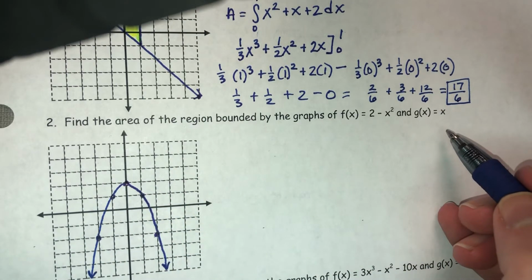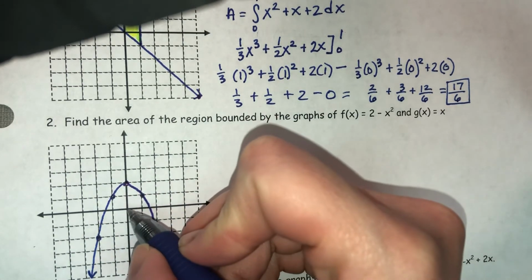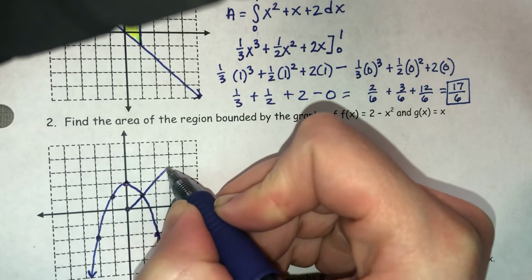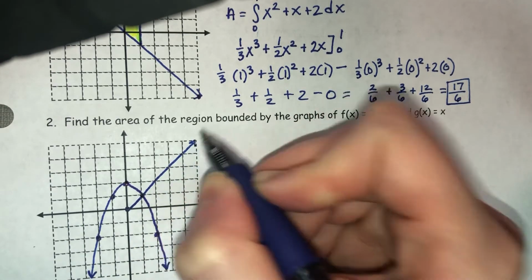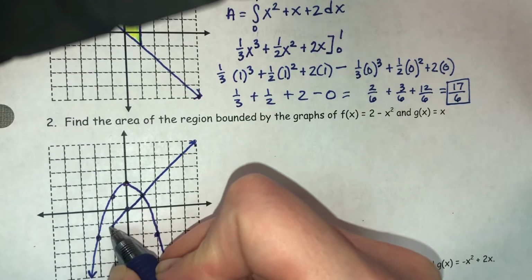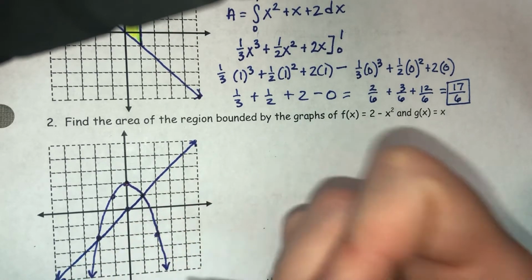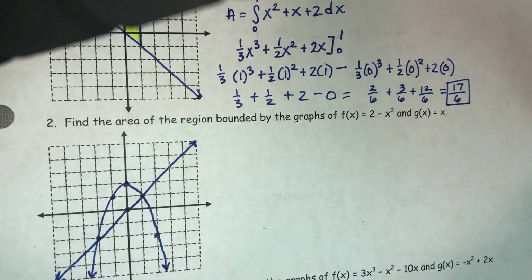And then g of x is equal to x. That is your linear parent function. So it'll pass through the origin and have a slope of 1, rise 1, run 1. So we're looking for the area of the region bounded between these two graphs.